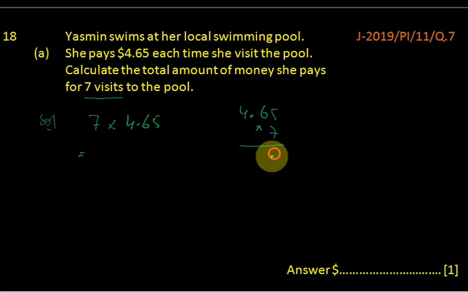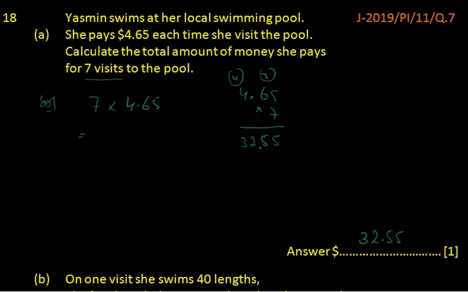7 5s are 35, carry 3, and 7 6s are 42, and 3 is 45, 5 is here, 4 is carry. So 7 4s are 28 and 4 is 32. After 2 numbers there is a decimal, so we put the decimal after 2 numbers. So the answer is $32.55. So $32.55 she pays for 7 visits.